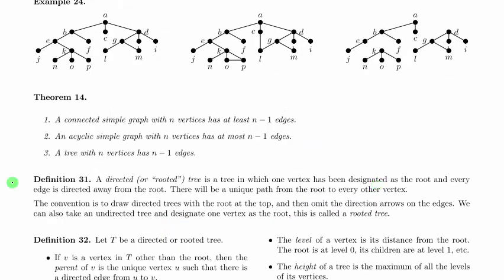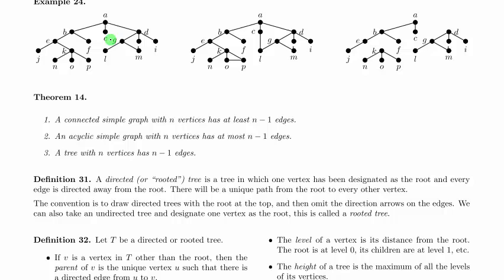A directed or rooted tree is a tree in which one vertex has been designated as the root, and every edge is directed away from that root. And then there's going to be a unique path from the root to every other vertex. Now the convention with a rooted tree is to go ahead and rearrange the drawing so that the root is the highest one, which is a little opposite from how real botanical plant trees work. But we're going to put the root at the top and then assume that the edges all go down and away from the root.